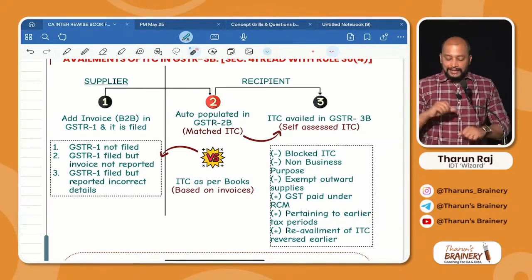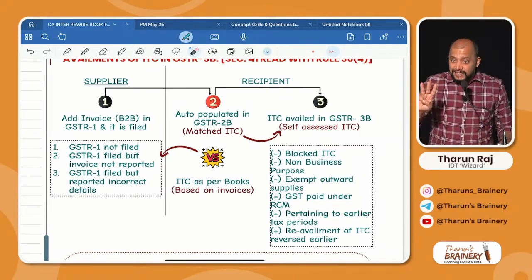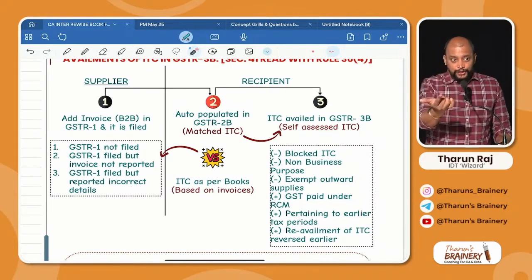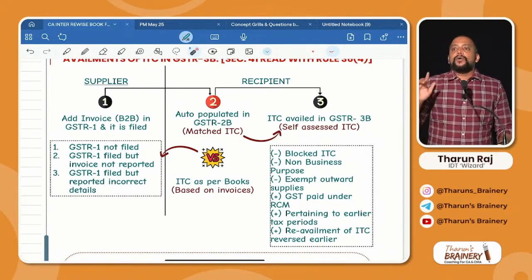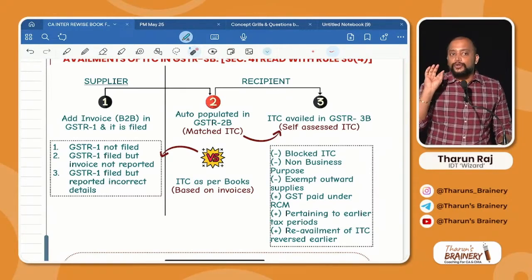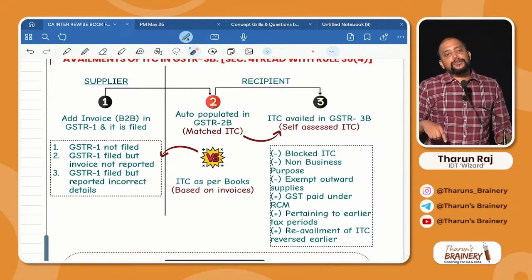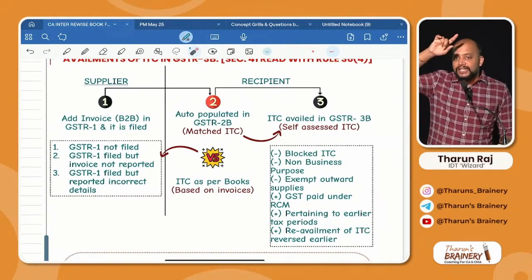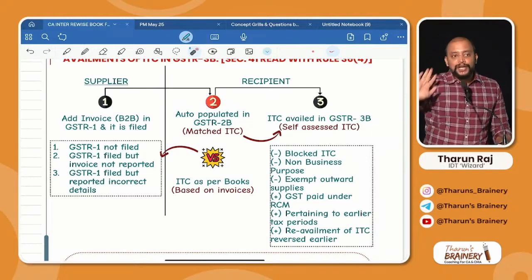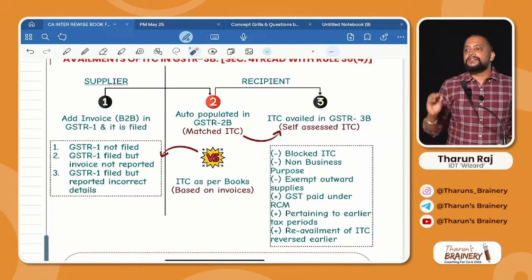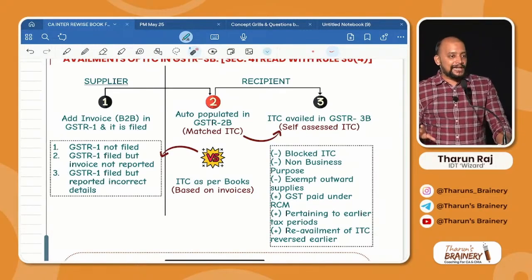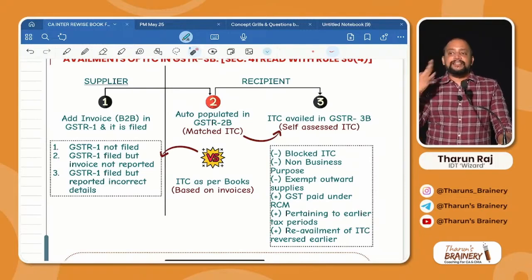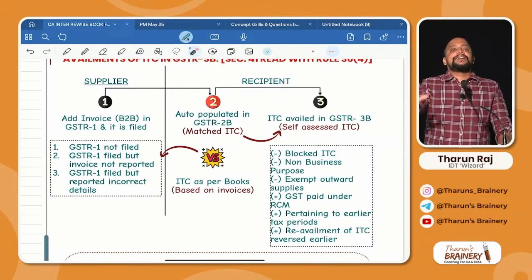Clear or not? Then there are three things which are not coming in 2B. As per law, only whatever is reflected in 2B. How will it be reflected in 2B? Whenever your supplier files GSTR1, it will come in your 2B. Law says whatever is there in 2B, that much only can be taken as credit. But we have three exceptions to that. Even though it is not coming in 2B, we can still take the credit.